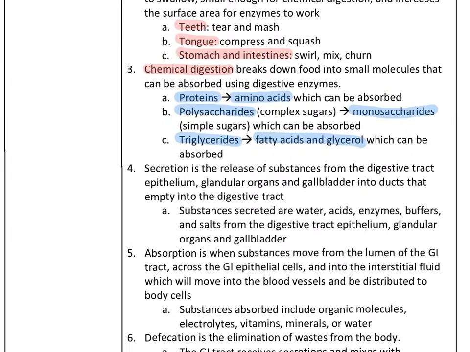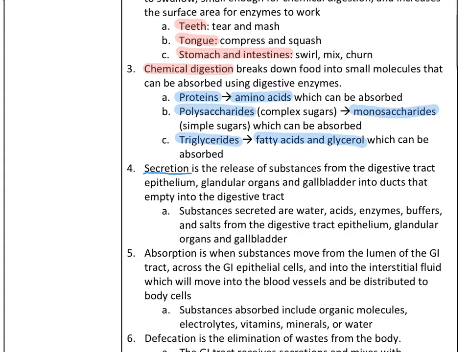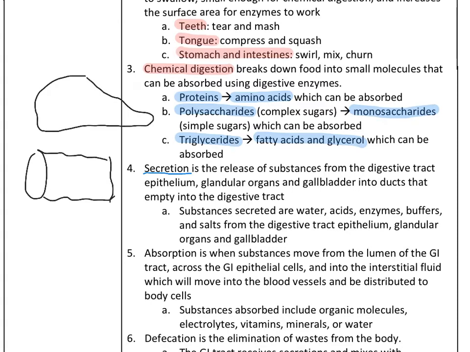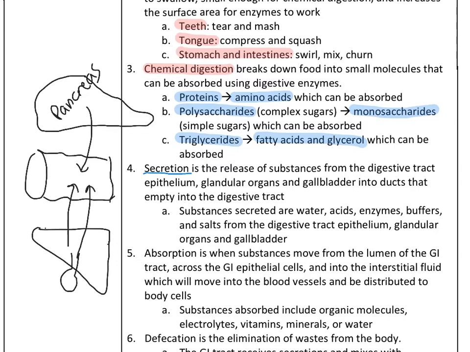Another function of the digestive tract is secretion. So secretion is when things are being released into the digestive tract. So if this were the digestive tract over here, and we had like the pancreas, that's an organ that can secrete things into the digestive tract. And we also have things like the liver and the gallbladder. And so those things can secrete things into the digestive tract. So secretion means that substances are moving from these other organs and into the digestive tract.